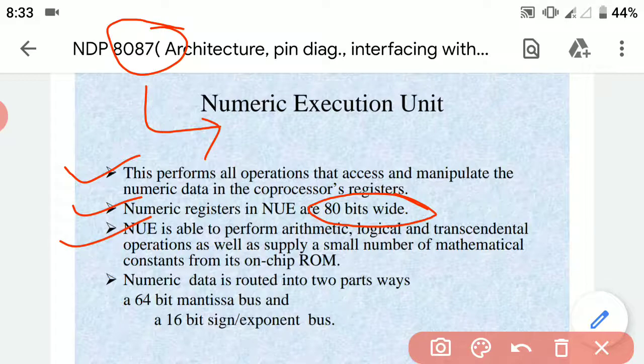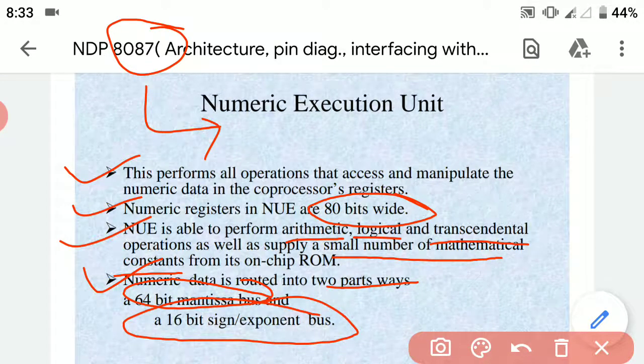NEU is able to perform arithmetic, logical and transcendental operations as well as a small number of mathematical constants from its on-chip ROM. So NEU performs arithmetic, logical, transcendental and small constant operations. Numeric data is routed into two parts, that is a 64-bit mantissa bus and a 16-bit sign or exponent bus, if there is an exponential or any sign calculation in the numeric execution unit.